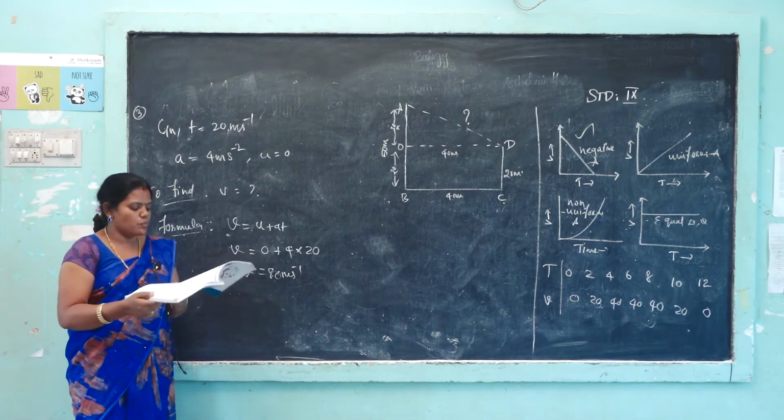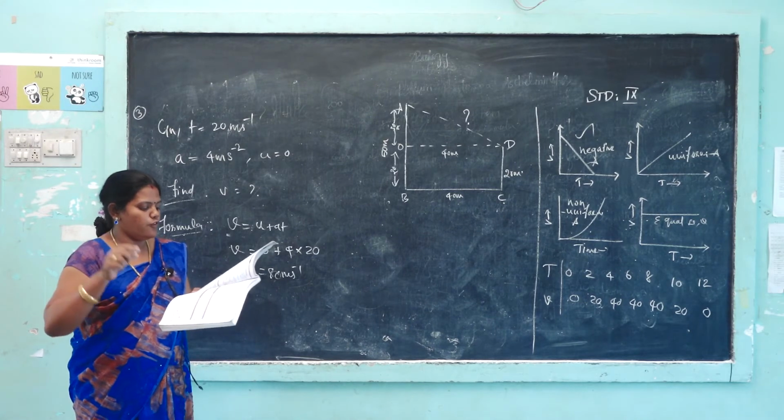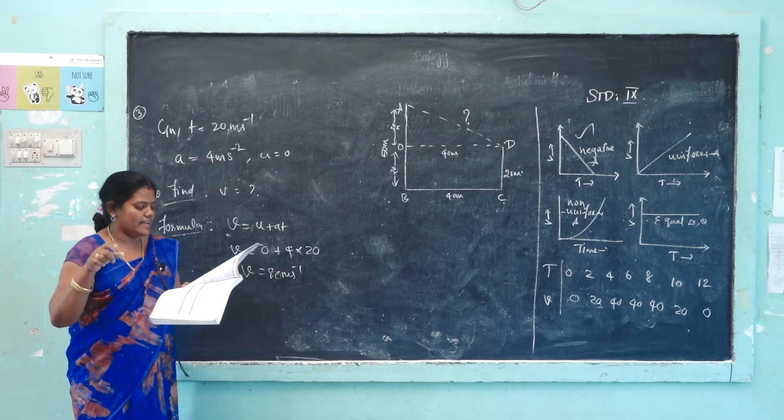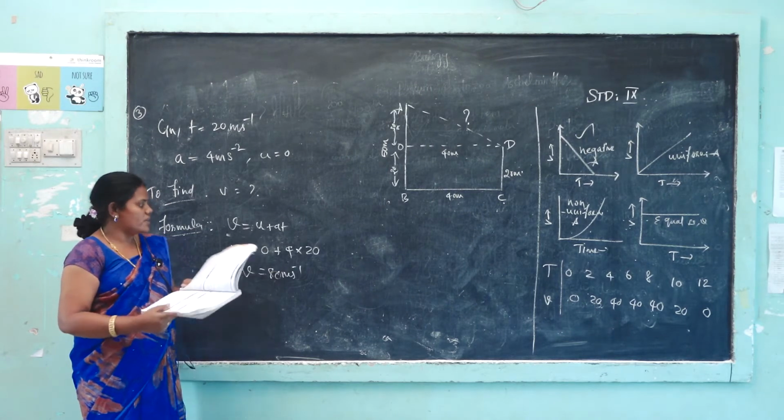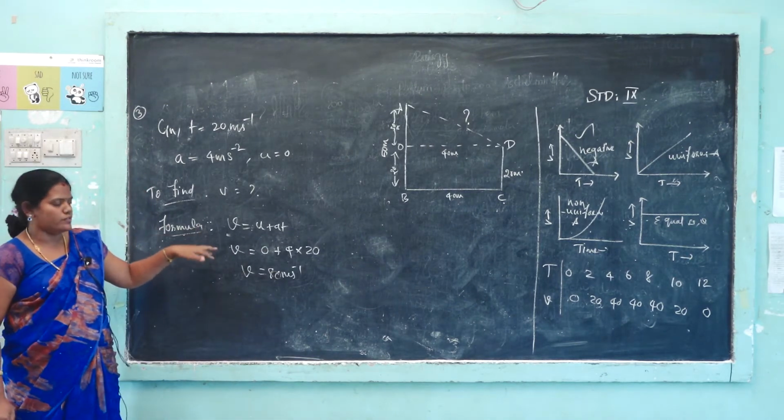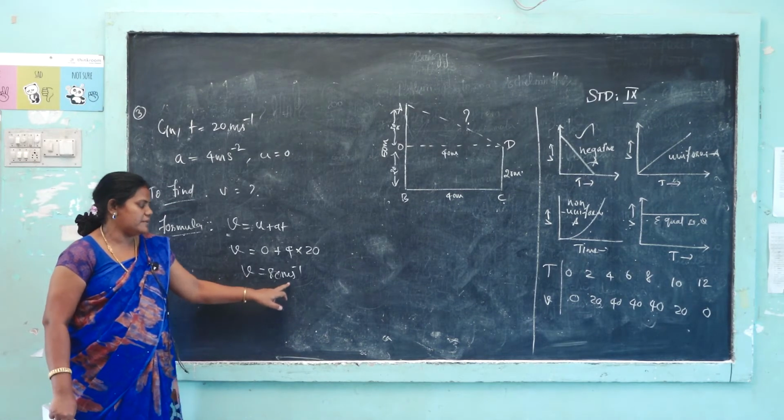One motorcycle is moving with an acceleration of 4 meter per second squared for a time of 20 seconds. What's the velocity reached by this motorcycle? That is v equal to 80 meter per second.